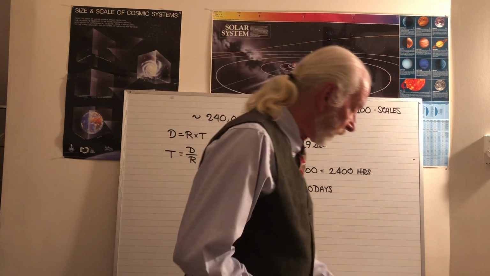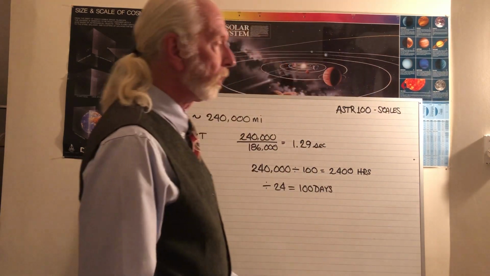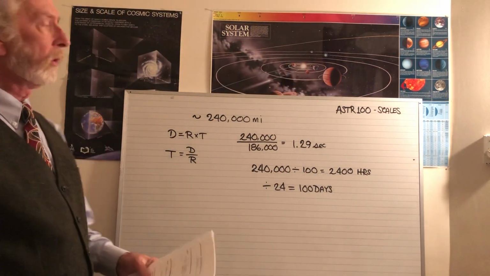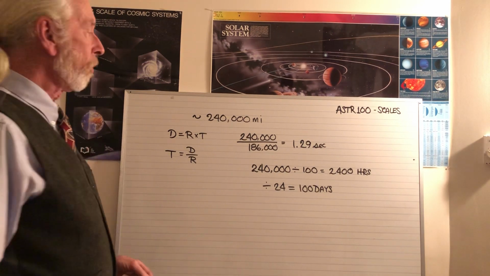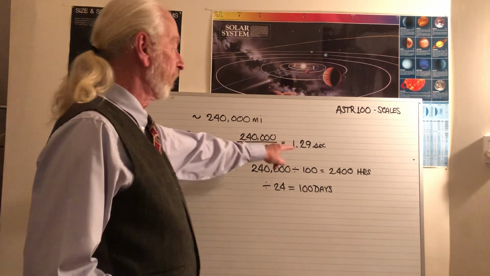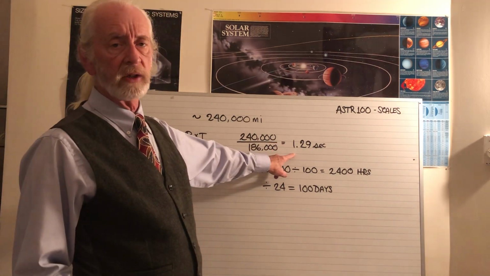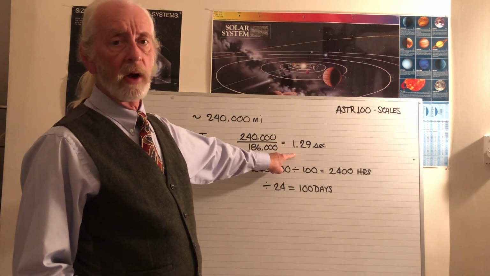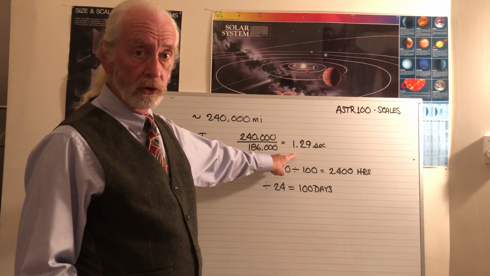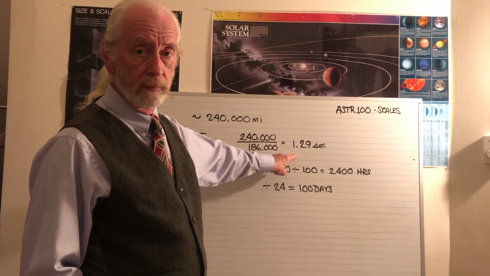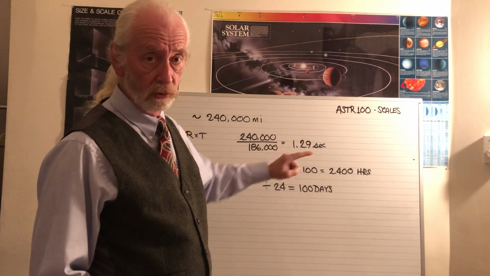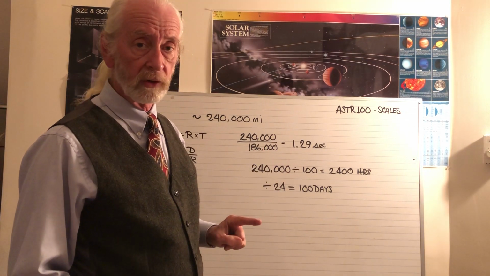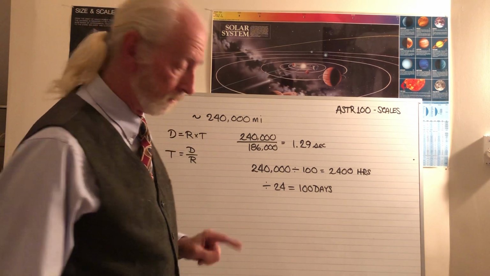It also means that when you look at the moon, you are not looking at the moon as it is now. You are looking at the moon as it was 1.29 seconds ago. In other words, when you look at the moon, you are looking directly 1.29 seconds into the past. That's what you're looking at. Astronomers call this lookback time.